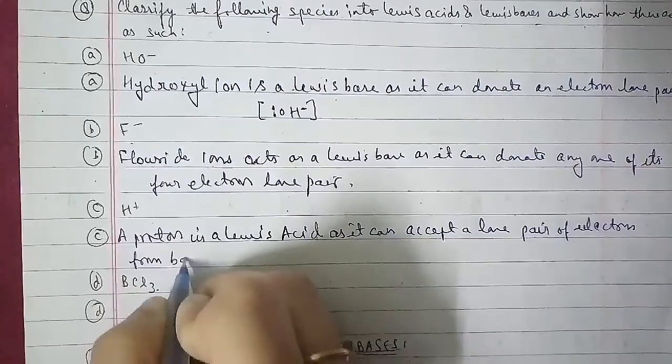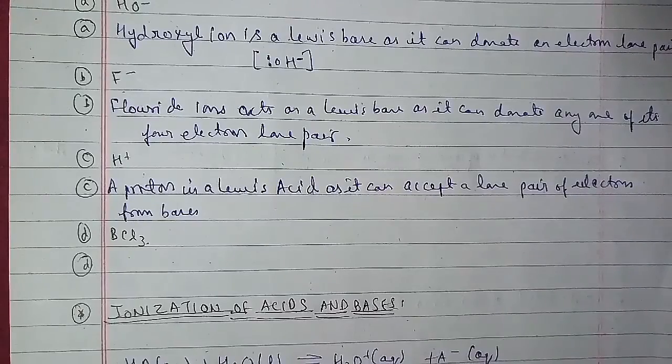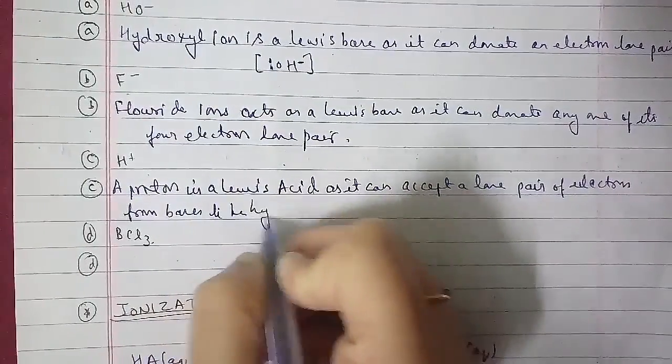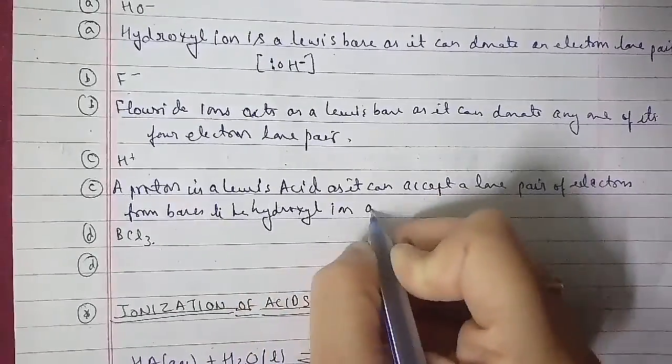Now talking about BCl3 here. BCl3 acts as a Lewis acid, as it can accept a lone pair of electrons from species like ammonia and amine molecules. So we can write it down.